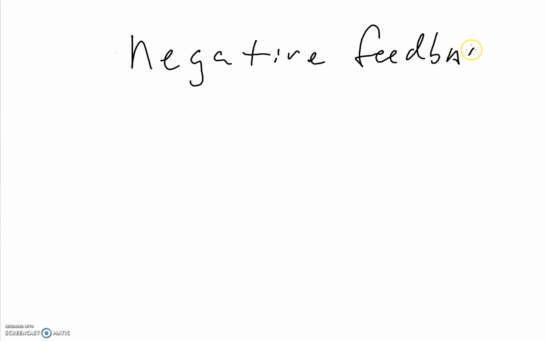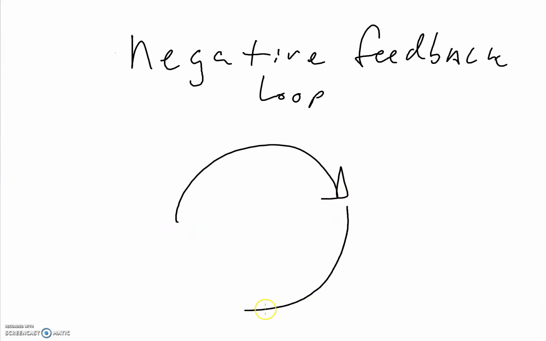Okay, now we're going to go into the negative feedback loop. Again, here we have another situation where we have a loop. But in this case, as one thing increases, something decreases or turns off.